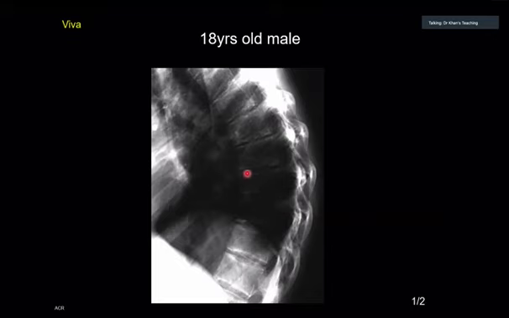With that, look at the end plates. Now, you will agree that the end plate has this serrated type of outline, and the intervertebral discs are slightly reduced. Please remember, in osteoporosis, you will get biconvex intervertebral discs. That's a different type of picture. So this is different.